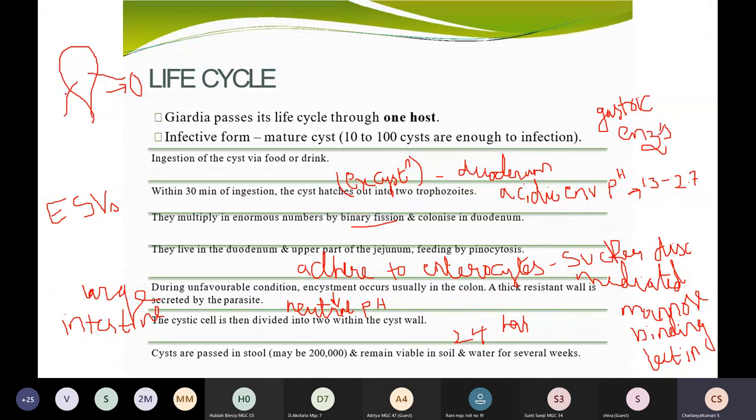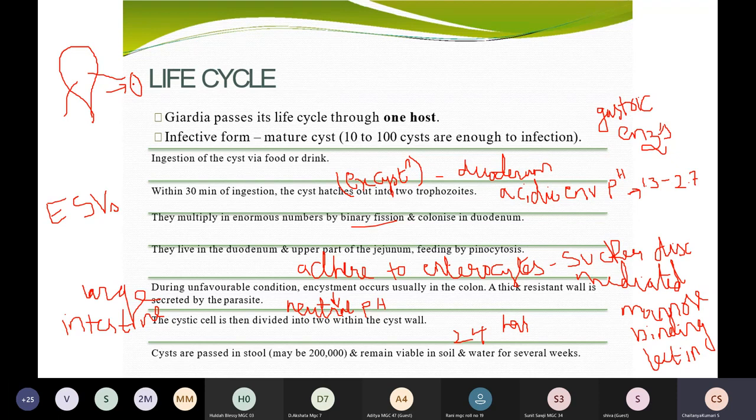There will be shortening of the flagella, condensation of the cytoplasm will occur, and cyst wall formation will occur. Three important steps here: shortening of flagella, condensation of the cytoplasm, formation of the cyst wall. So when these three processes occur, slowly the trophozoite will be converted into cyst, which is the encystation process.